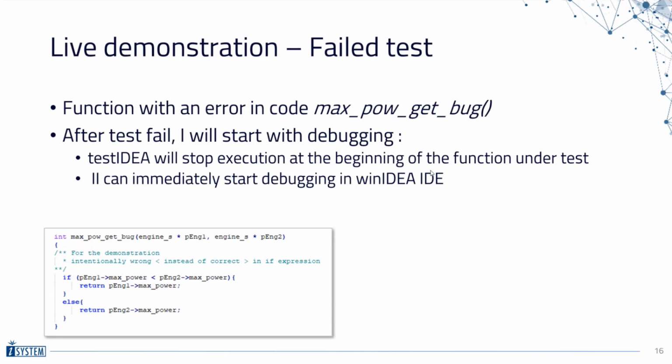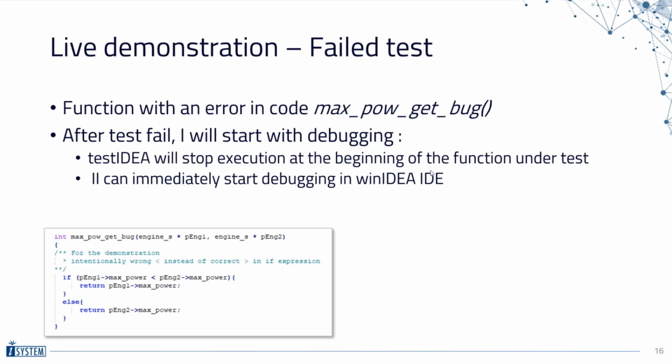Okay. For the third test, I will prepare a test that will fail. This time I will use a function called maximum power get back. It has the wrong condition inside the if statement. It is similar to the previous function maximum power get, but this function with the bug will return the smaller one because the if condition is wrong.